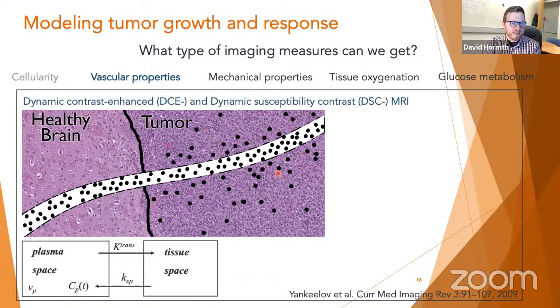And one of the things that's nice about these experiments is we can analyze the measurements that we get from this experiment using a two-compartment model like this one right here, where we have a compartment for the plasma space and a compartment for the tissue space. We can estimate parameters for K-trans, which is like a perfusion or permeability of the blood vessel, or KEP, which is the movement of the contrast agent from the tissue space back to the plasma space. And then we can also estimate the plasma volume fraction.